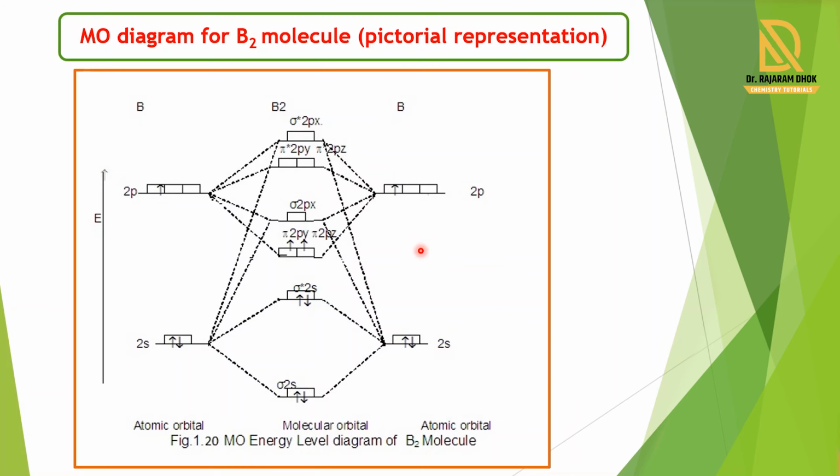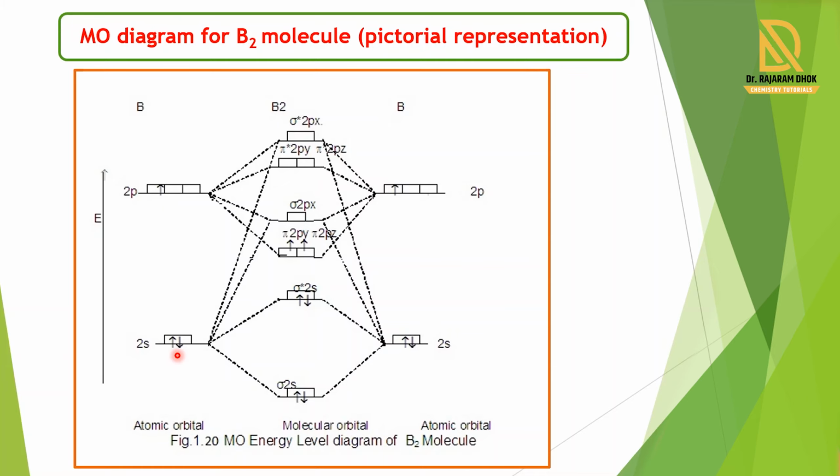So you see this diagram. In this diagram we show the 2s atomic orbital and 2p atomic orbital of the first atom, then the 2s atomic orbital and 2p atomic orbital of the second atom. The 1s atomic orbital is not shown here because it is non-bonding. Now we see how the combinations are possible.